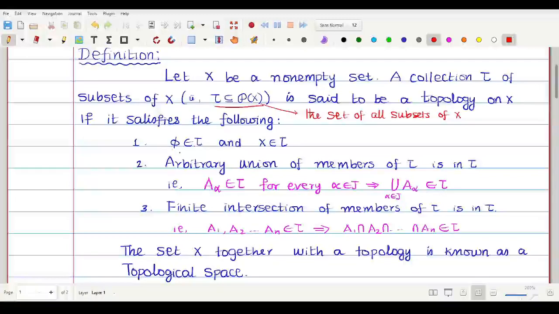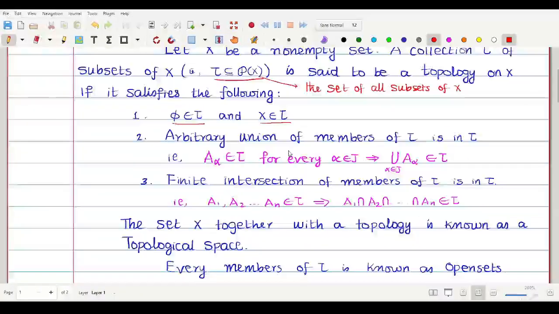The first condition is that the empty set must be in tau, and the whole set must be in tau. This is the first condition. The second condition is that an arbitrary union of members of tau is in tau. Take any collection from tau, take the union of all of them, and that union must also be in tau. So this is my second condition.